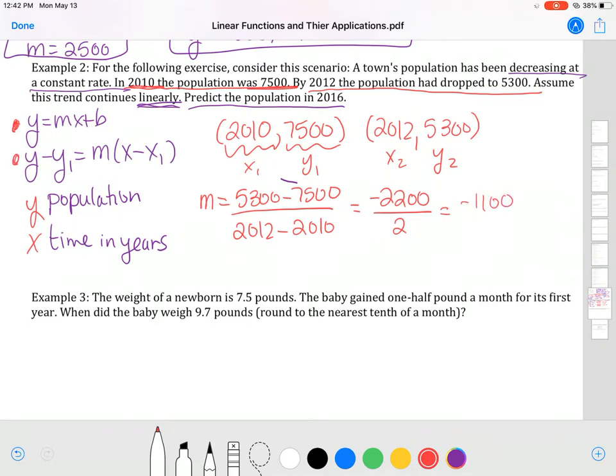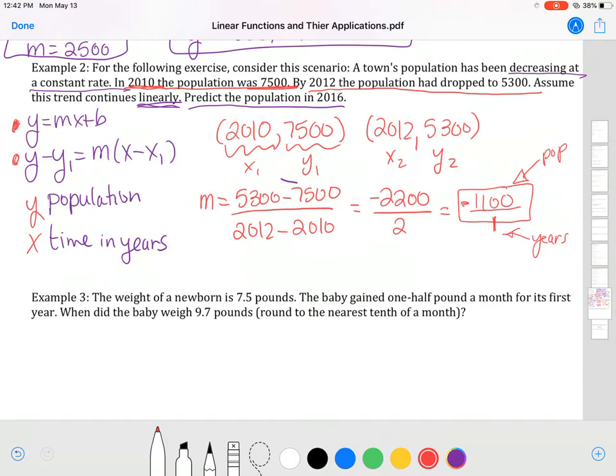negative 1,100. And this should be a decreasing slope because if you remember, the problem said that this is decreasing at a constant rate. So what does this mean? If I keep my 1 under there, that means every year, remember x is years, this means every year the population decreases by 1,100 people.